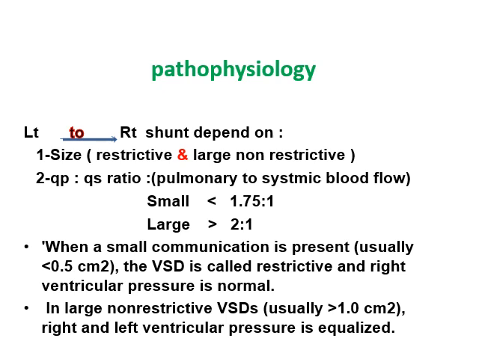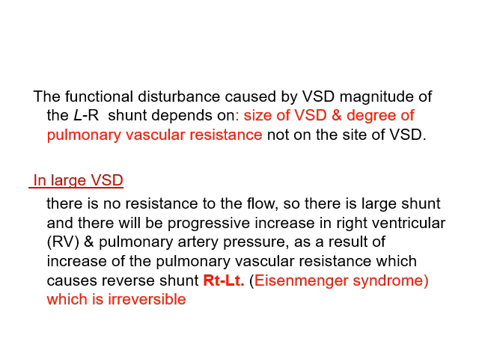When a small communication is present, usually less than 0.5 cubic centimeter, the VSD is called restrictive, and right ventricular pressure is usually normal. When it is large, non-restrictive VSD, usually more than 1 cubic centimeter, the right and left ventricular pressures are equalized. The functional disturbance caused by ventricular septal defect, the magnitude of the left to right shunt, depends on the size of the VSD and the degree of pulmonary vascular resistance, not on the site of the VSD.